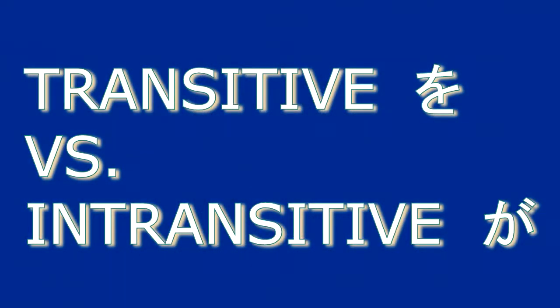Hi guys! So just as a quick reminder, in the last couple of videos we started doing exercises and understanding the ga particle, the wa particle and the o particle. Have you ever noticed, however, that sometimes the ga particle and the o particle are used before a verb? This is because there are two different types of verbs, and in this video we're going to learn to distinguish the difference of transitive verbs and intransitive verbs and see when the ga particle should be used and when the o particle should be used. So let's begin.